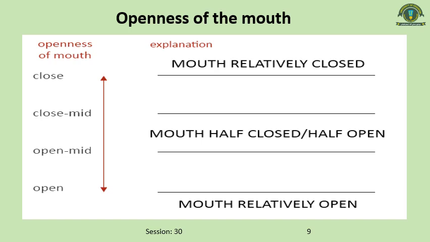In the middle, what you see? Mouth half closed or half open. That is in between the two extremes. The first one on the top is mouth relatively closed, and at the bottom we have mouth relatively open. And in between, what happens? Mouth half closed or half open. What we are talking about? We are talking about the openness of the mouth. And we have got two headings over here. Openness of mouth. So there are four categories here: close, close mid, open mid and open. And the three areas then explain them. On the top we have mouth relatively closed, and at the bottom we have mouth relatively open. And in the middle, what happens? Mouth half closed, half open. Is it clear?